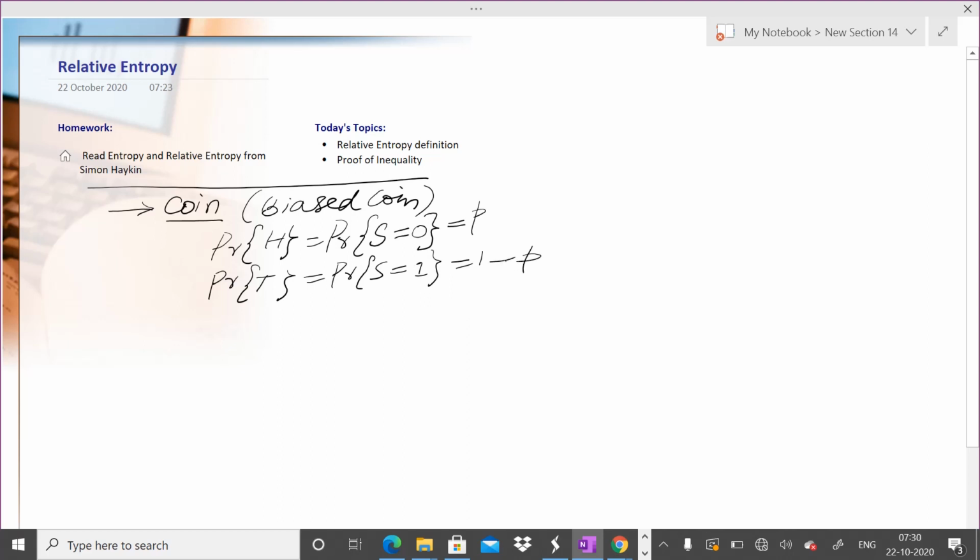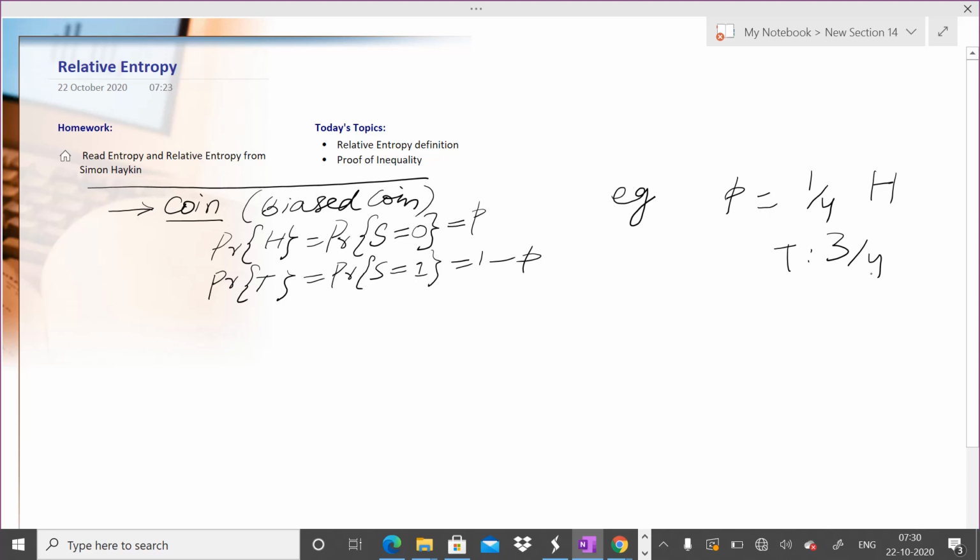And you are the owner of this coin, and you have fabricated, or you can say manipulated, this coin in such a way you know the exact value of p. Suppose you have calibrated the coin in such a way that p is equal to 1 by 4. So probability of head is 1 by 4 and probability of tail is 3 by 4 as an example.